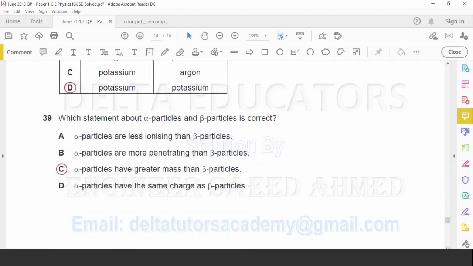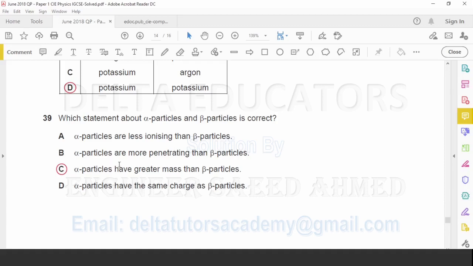Question number 39. Which statement about alpha particles and beta particles is correct? Option A. Alpha particles are less ionizing than beta particles. No, alpha particles are more ionizing than beta particles. So this option is incorrect. Option B. Alpha particles are more penetrating than beta particles. No, alpha particles are the least penetrating out of the three, alpha, beta and gamma. So alpha particles are less penetrating than beta particles, and this option is also incorrect.